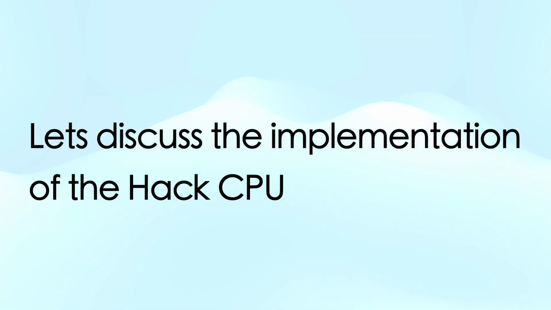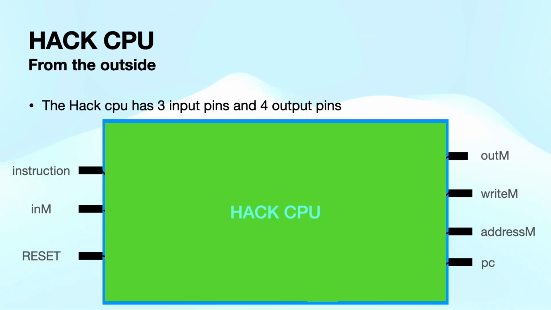Let's get started. The Hack CPU chip is comprised of 3 input pins and 4 output pins, each serving a specific purpose in the CPU's operations. Let's have a closer look at them. First, let's talk about the input pins.